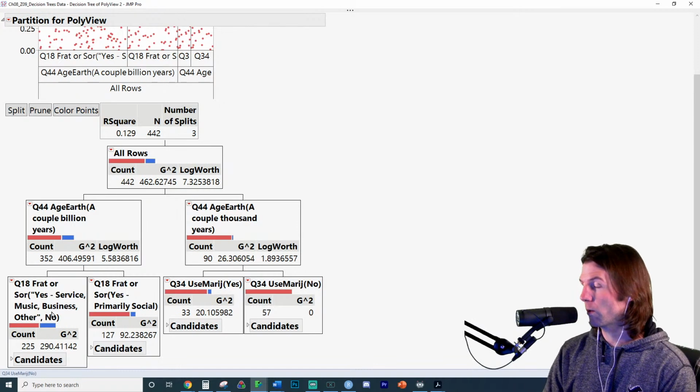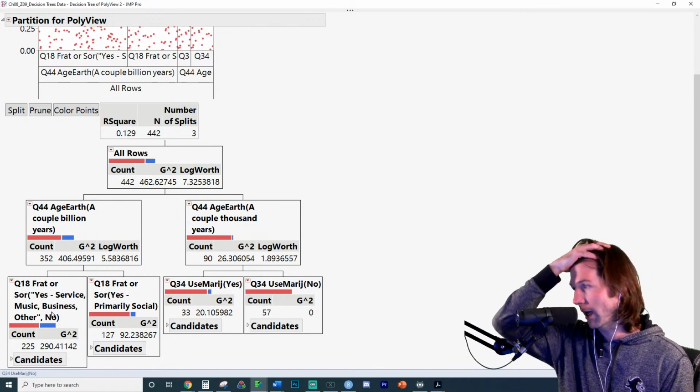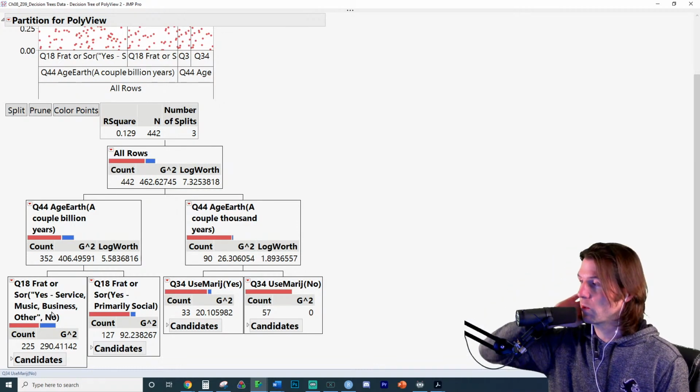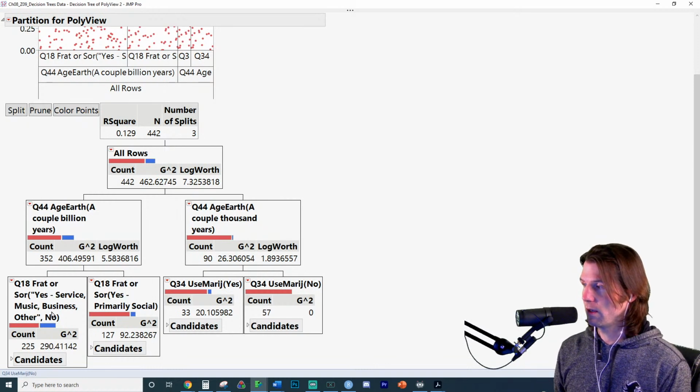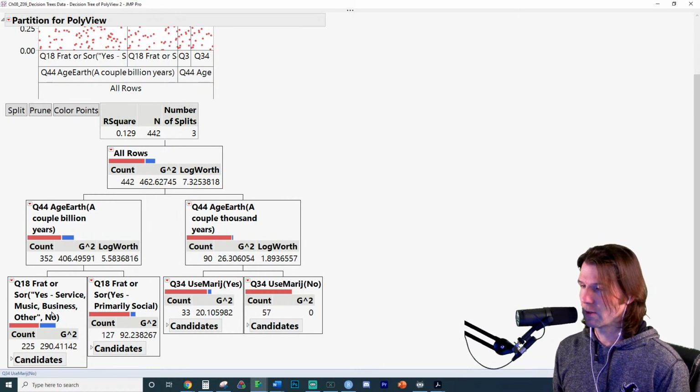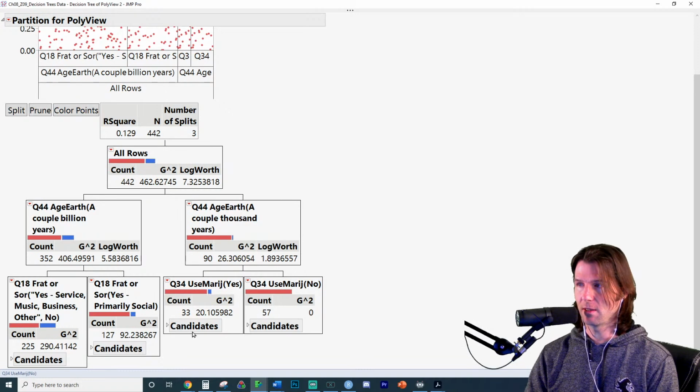You can do categorical or quantitative. Decision trees can handle categorical or quantitative as the X's or the Y's. They do not use indicators or things that act like indicators. So you can use quantitative.